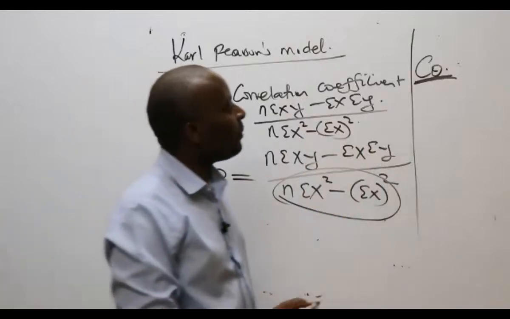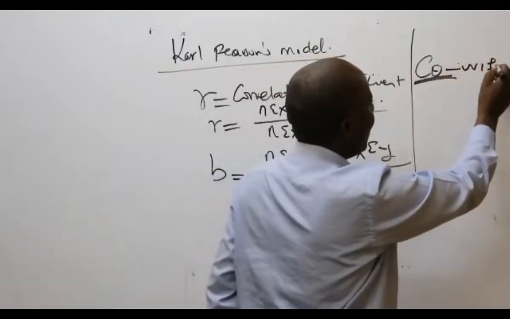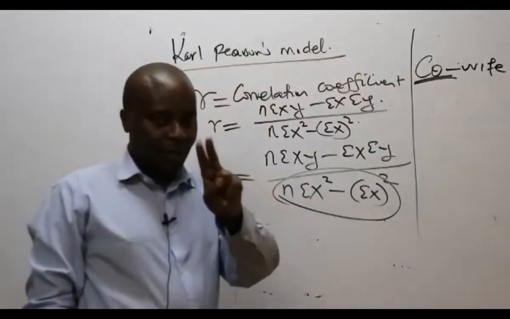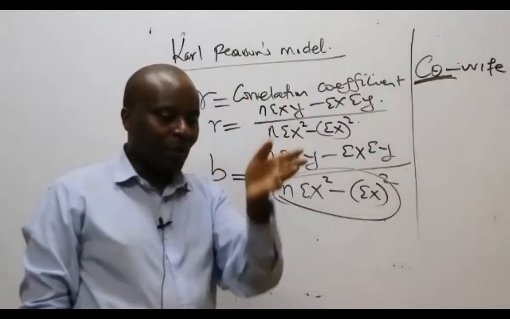If you go and hear someone say, for example, co-wife. Aya. What does that mean? Two or even more. Bad husbands, two or even more, like that.